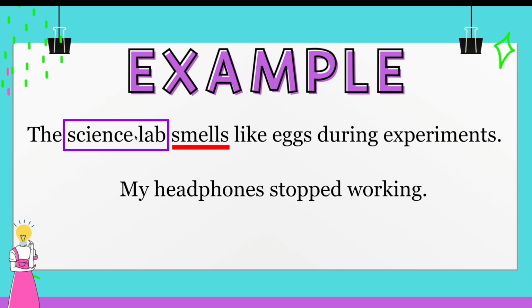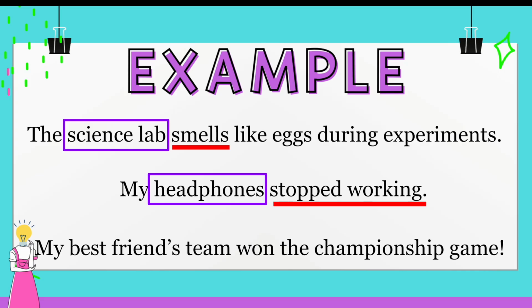Let's try another one. My headphones stopped working. So what is our action in this sentence? Stopped working. Yes, that's what we call the predicate. And what stopped working? The headphones did. So that's our subject. One more. My best friend's team won the championship game. So what's our action here? Won, exactly. So that's the predicate. And then what's the subject? Who did the winning? My best friend's team would be the subject.